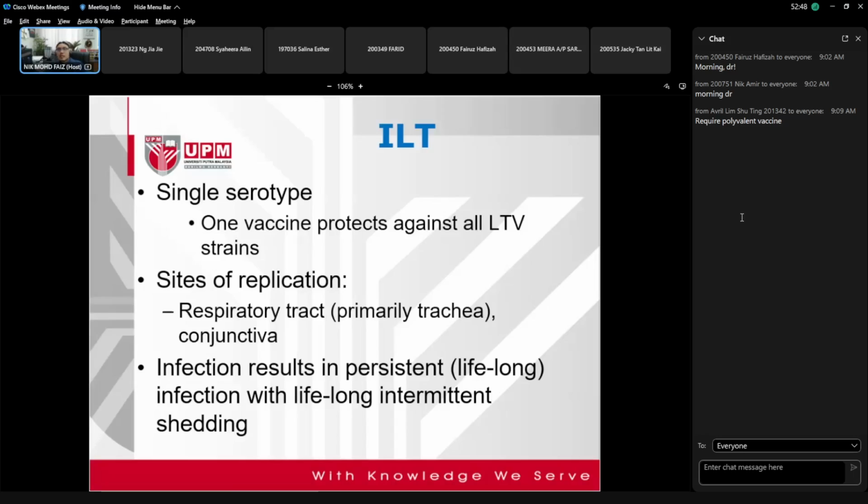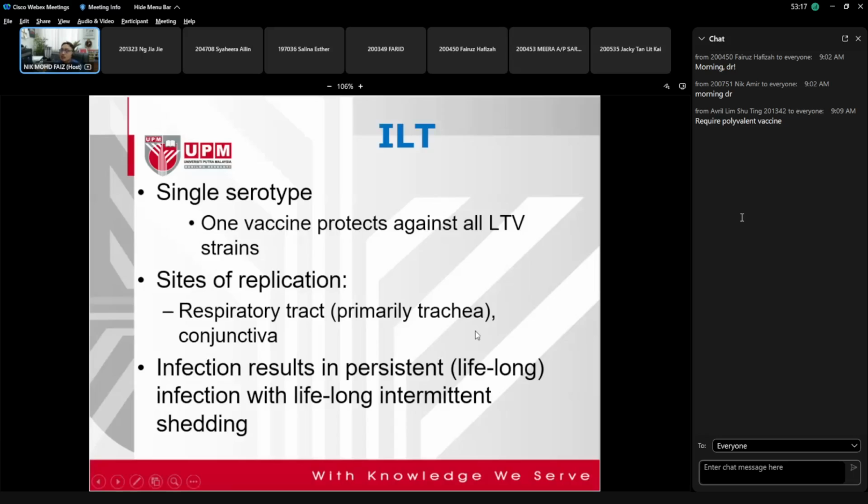You tak kisah your vaccine daripada company mana ke, brand apa ke, you can use that one. It provides sort of the same protection. Okay. Unlike the IB just now. IB, you have to choose which serotype is predominant in your region. The sites of replication are the respiratory tract, primarily the trachea and the conjunctiva. The infection results in persistent, lifelong infection with lifelong intermittent shedding.